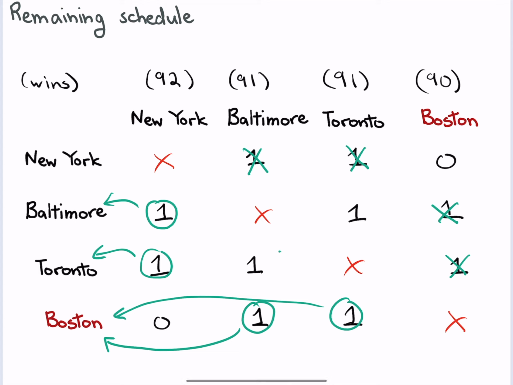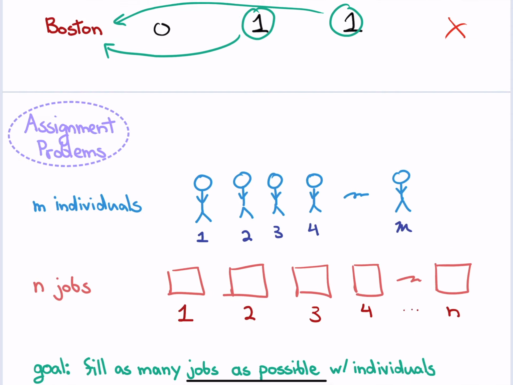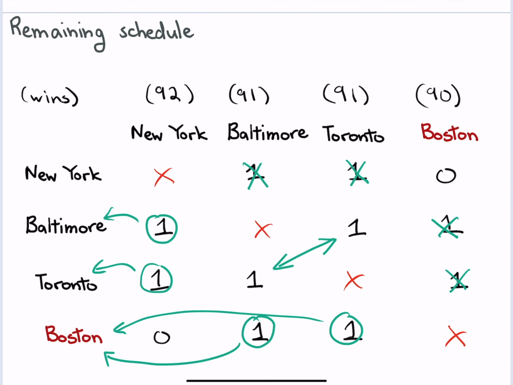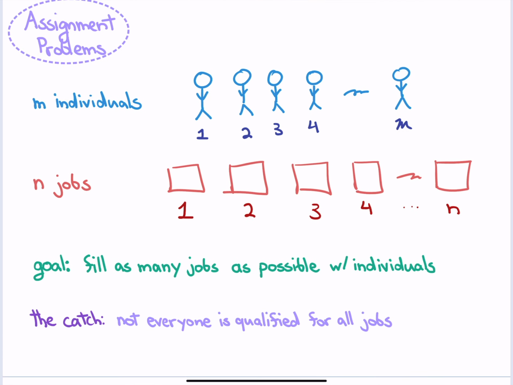But we still have this game between Baltimore and Toronto, and whoever wins is going to end up with 93. So the Red Sox are screwed. Okay, so that kind of problem we'll try to solve. Any questions?